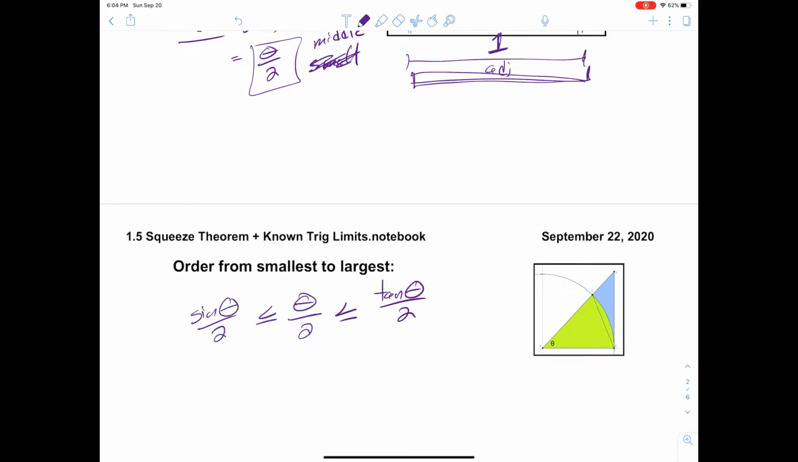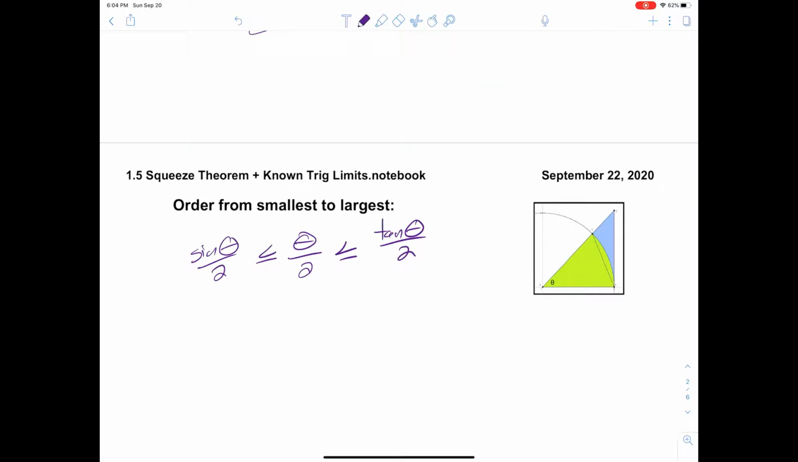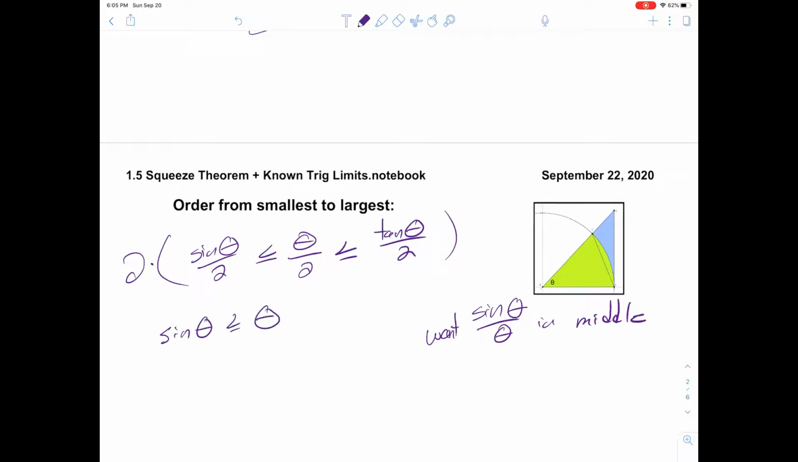Now, here's the problem: this inequality doesn't do me much good. I want sine theta over theta in the middle of this inequality. So here's what we're going to do. You notice that there's a 2 on the bottom of everything, so let's multiply the whole thing by 2. No big deal there. So then I have sine theta less than theta less than tangent theta.